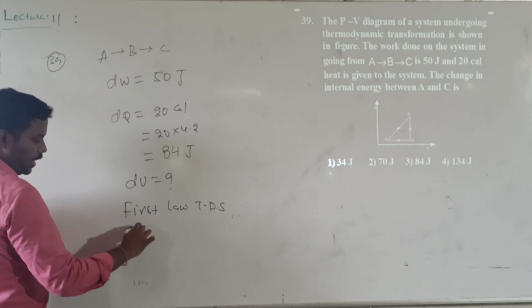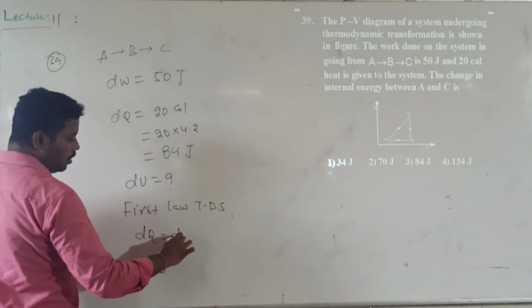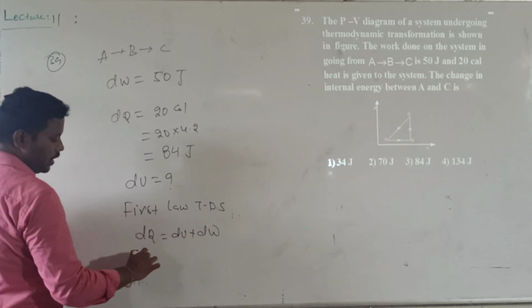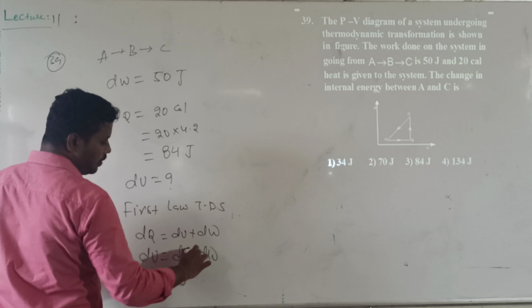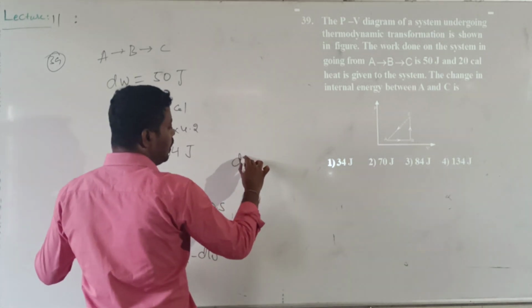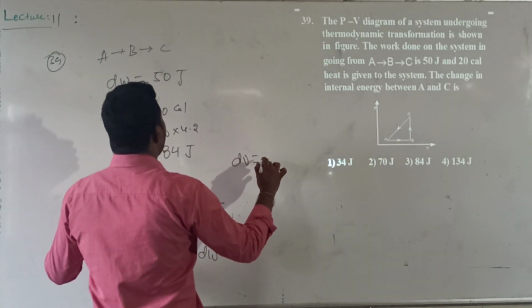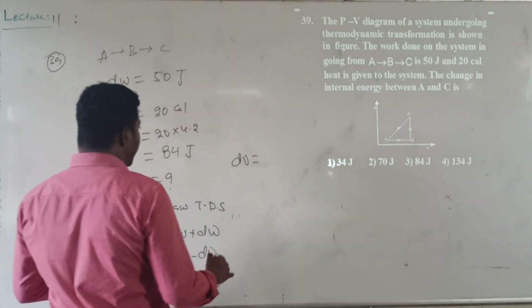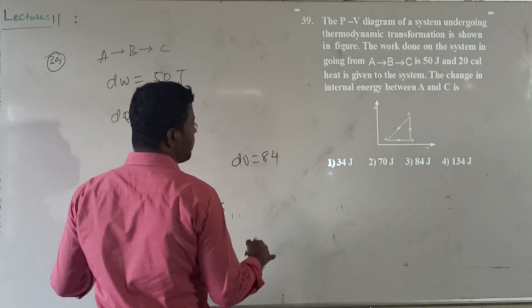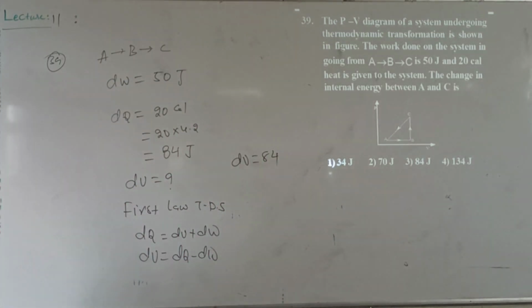According to the first law of thermodynamics, what can I write? dQ is equal to dU plus dW. Then du is equal to dQ minus dW. So dQ value is 84. The dU value you want to calculate. So dU is equal to dQ minus dW.